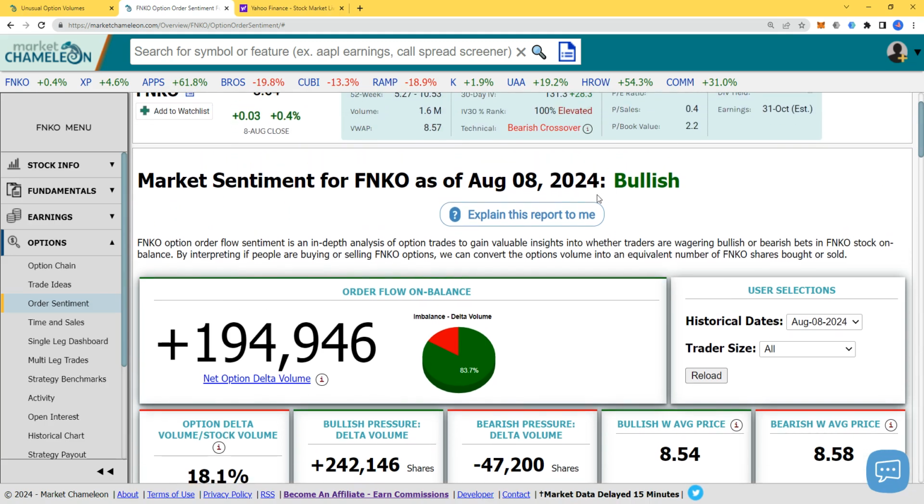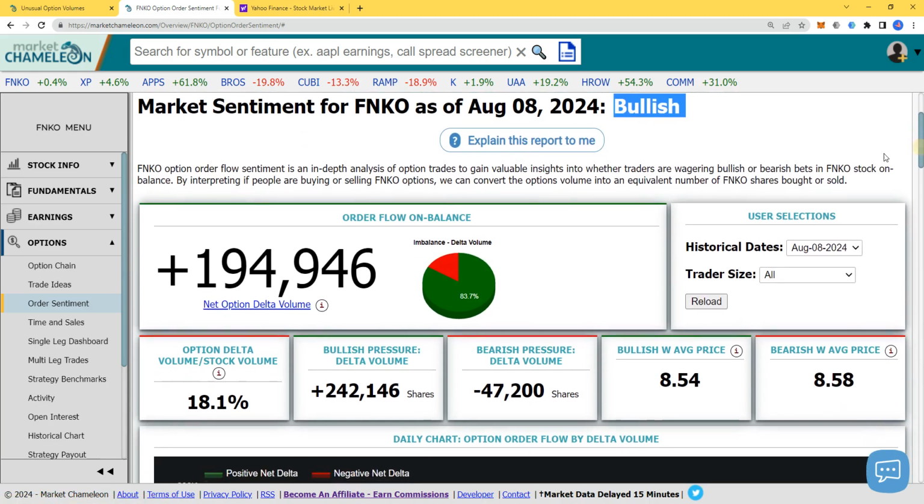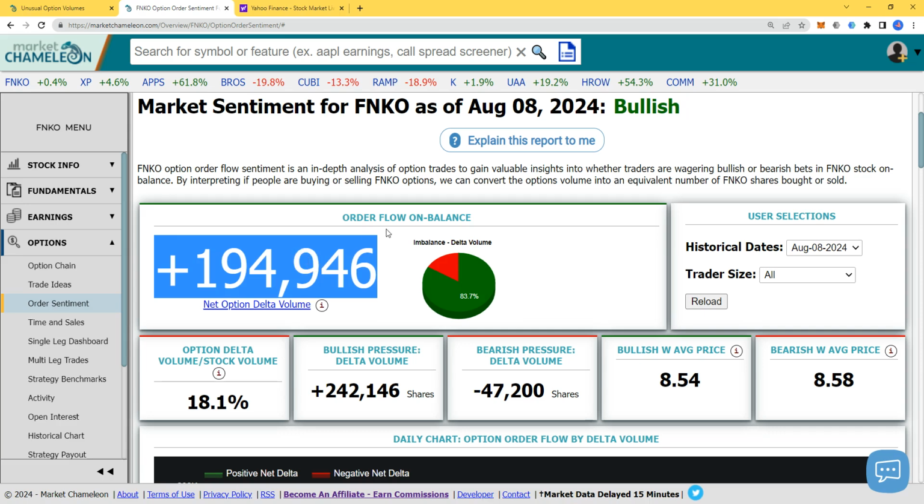Anyway, it explains everything, like a tutorial if you want to do it. It says bullish is the sentiment, 194,000 order flow on balance net option delta volume. Click here.